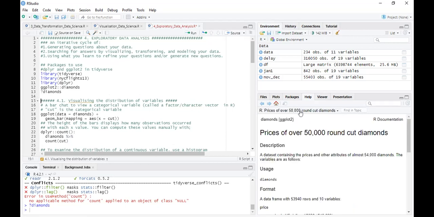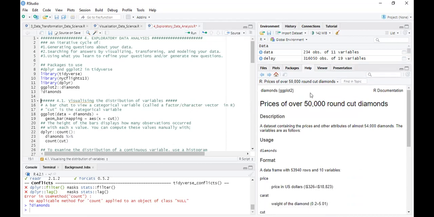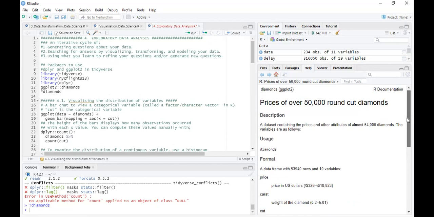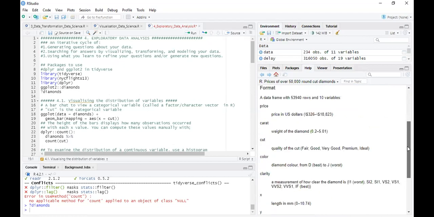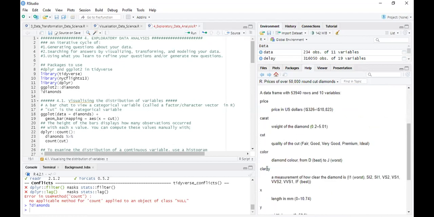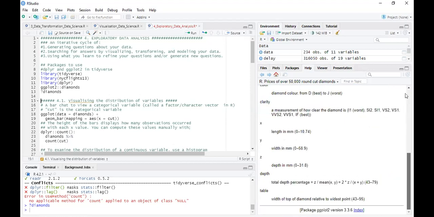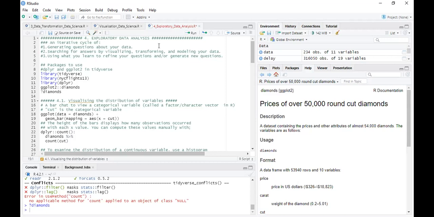There's over 50,000. If you could look down at this portion of the screen, we have the help section. It's showing 50,000 diamonds, and it's showing their price, their weight, that is termed as a carat, their cut, their color, their clarity, and other bits of information. And that is the one we are looking at.